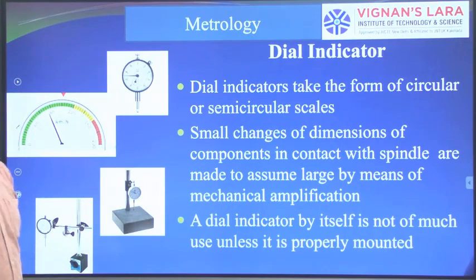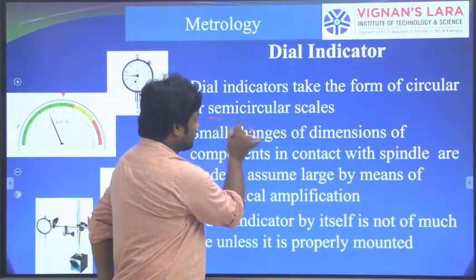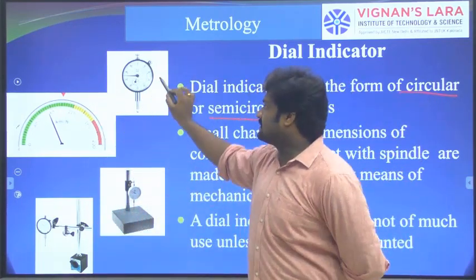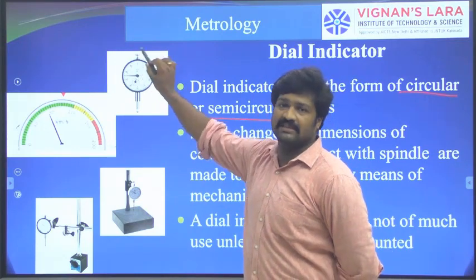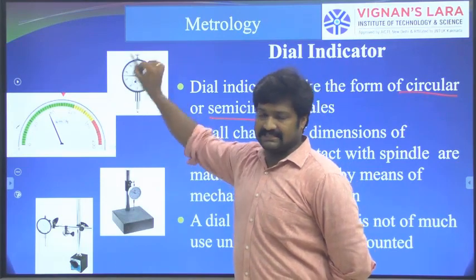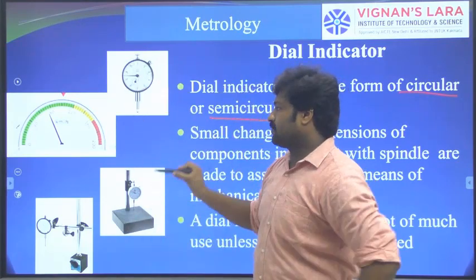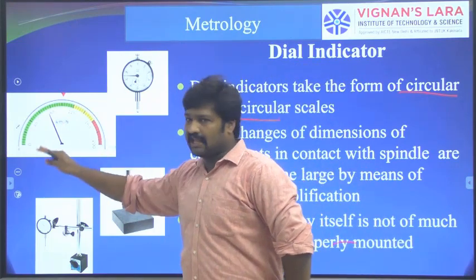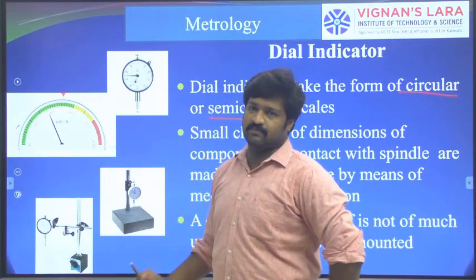Next, dial indicators take the form of circular or semicircular scales. Here, this is a circular type of dial indicator. The pointer can move over 360 degrees of rotation. It can move a complete 360 degrees, and a number of revolutions can take place in this circular type. This one is called the sector type of dial indicator. Here only a limited sector of readings can take place.